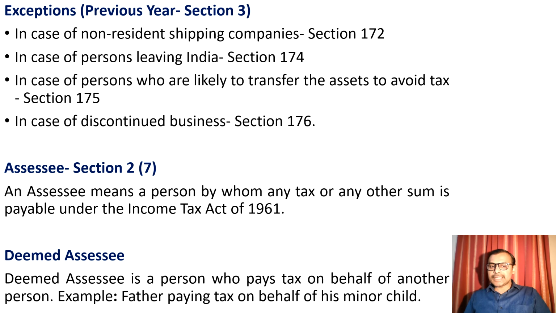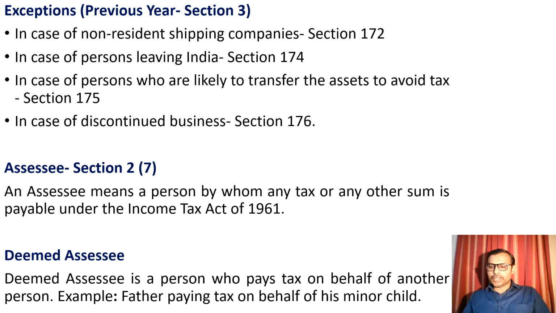The next is assessee, section 2, subsection 7. Who is an assessee? An assessee means a person by whom any tax or any other sum is payable under the Income Tax Act of 1961. So if you are going to pay any sort of tax and come under the purview of income tax, then they call you an assessee. An assessee is a person who pays the tax to the government.